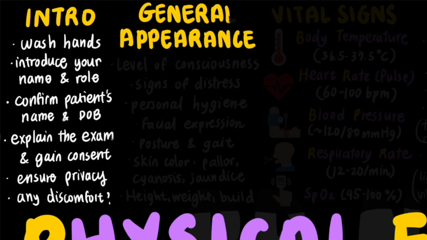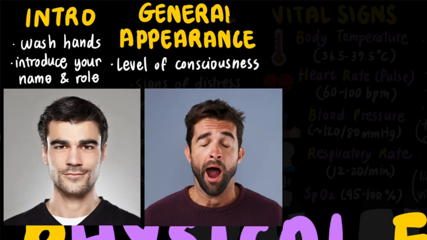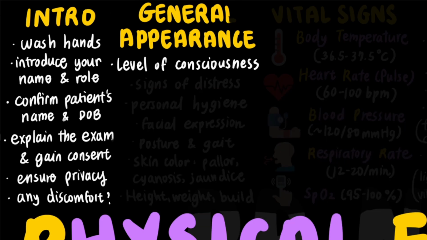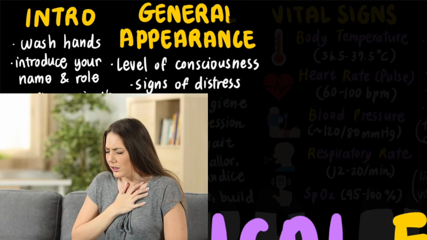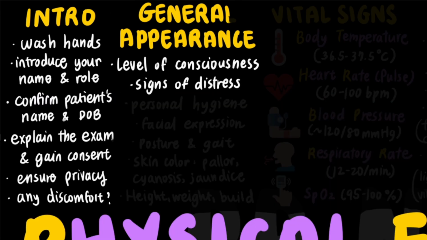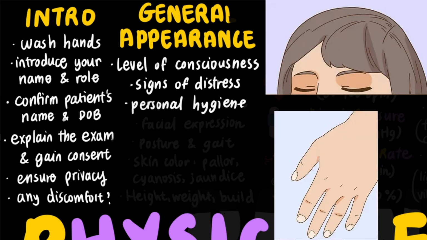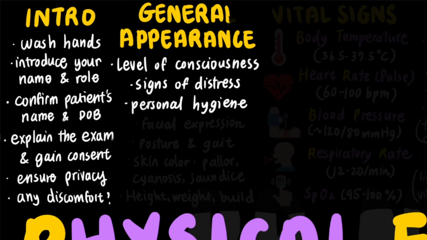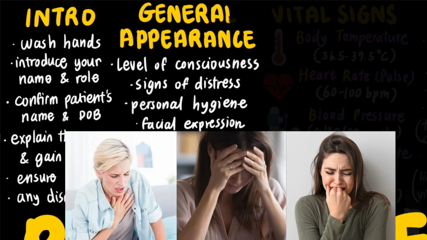The first thing to note is the level of consciousness, whether the patient is fully alert, drowsy, or confused. Next, look for signs of distress, such as labored breathing or obvious discomfort. Pay attention to personal hygiene and grooming, which can sometimes reflect overall health and self-care ability. The facial expression may also provide clues, for example, pain, anxiety, or sadness.